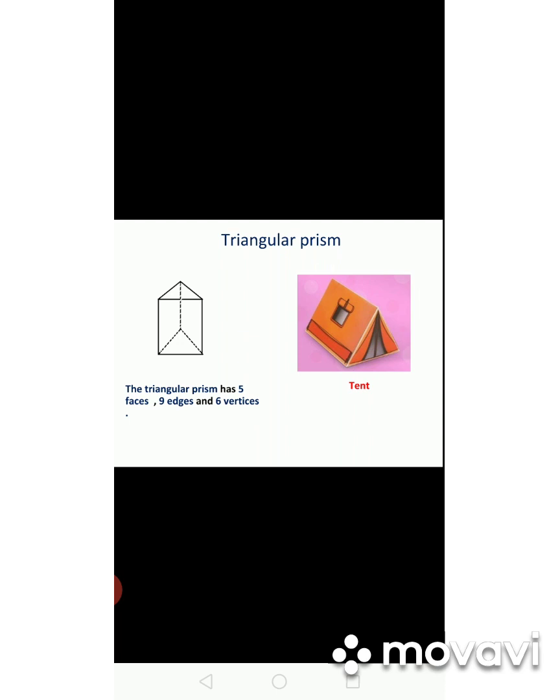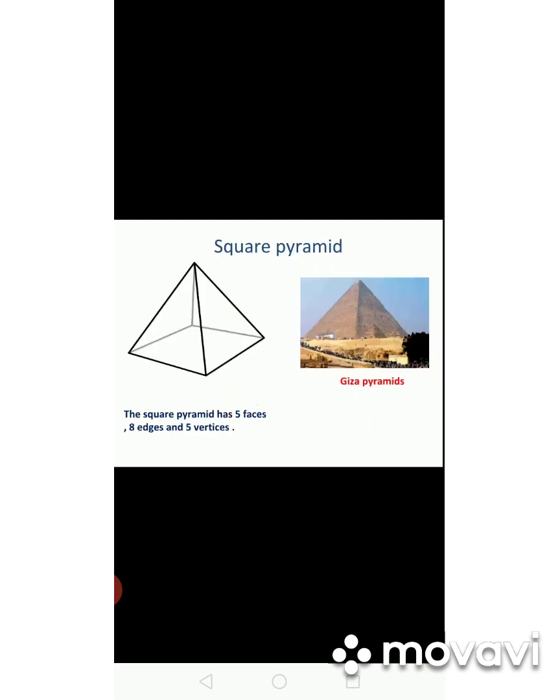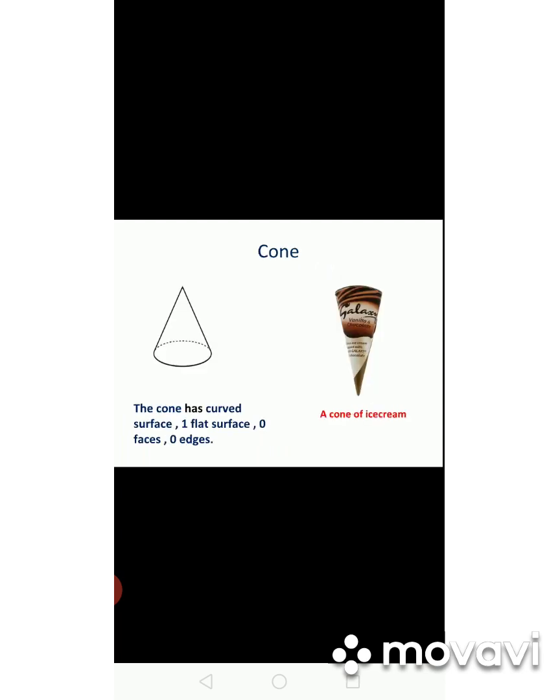Triangular prism. The triangular prism has 5 faces, 9 edges, and 6 vertices. A square pyramid. The square pyramid has 5 faces, 8 edges, and 5 vertices. Cone. The cone has a curved surface. It has also a flat surface, but it has 0 faces and 0 edges.